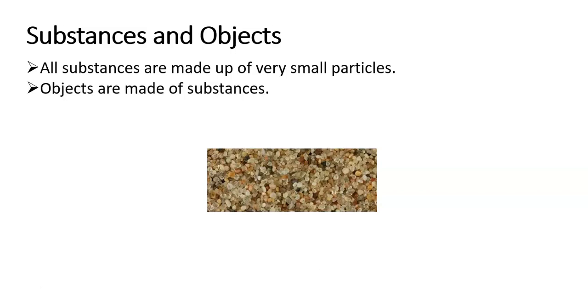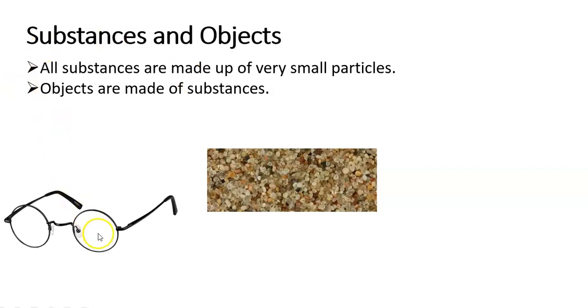Objects are made of substances. We use these substances around us to make different objects. Example, pair of glasses. If you see the glass inside the frame, this is made from sand. So we use a substance to make the object. The substance over here is sand and the object is glass.